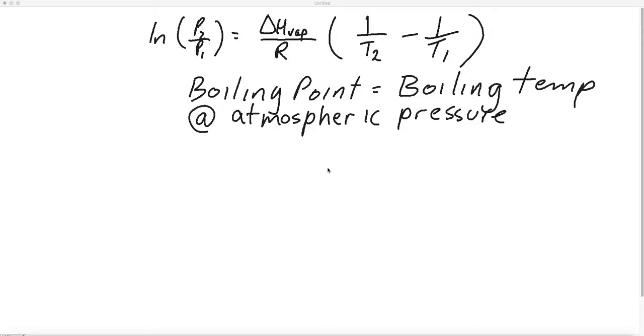Here is the Clausius-Clapeyron equation, that's at the top here. And the other important definition we need is what boiling point is, and that's boiling temperature at atmospheric pressure. And this is something you actually do obtain.